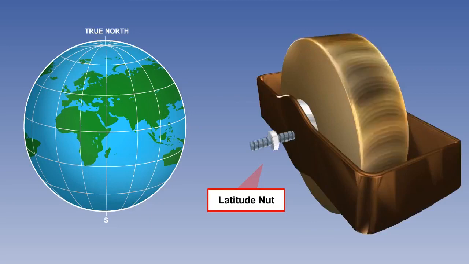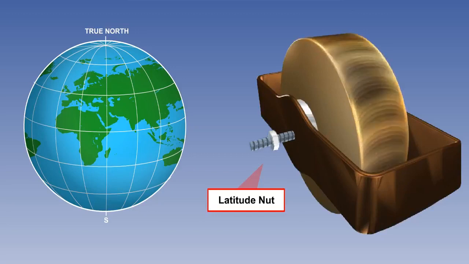which will be equal and opposite to the apparent wander caused by Earth rate at a specific latitude. In other words, the latitude nut will produce an opposite error to that caused by the Earth's rotation. In its simplest form, the latitude nut is an actual nut wound onto a thread on the spin axle of the gyro rotor, which we can see here.